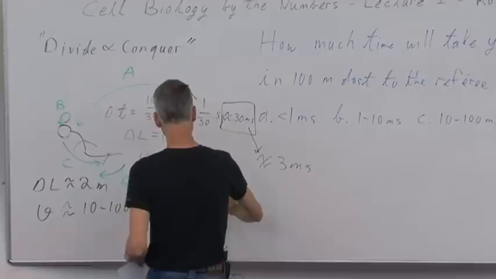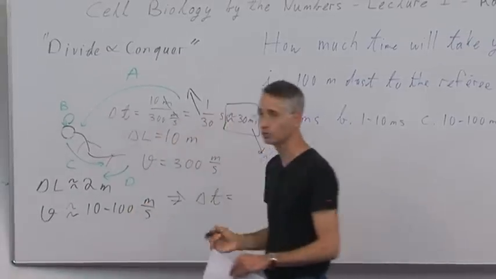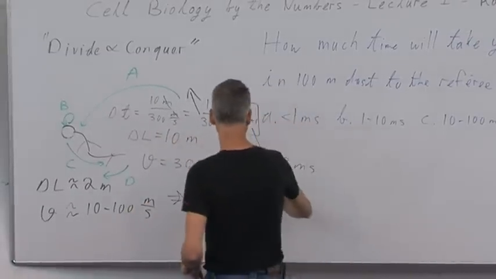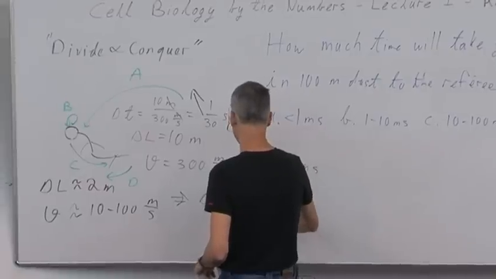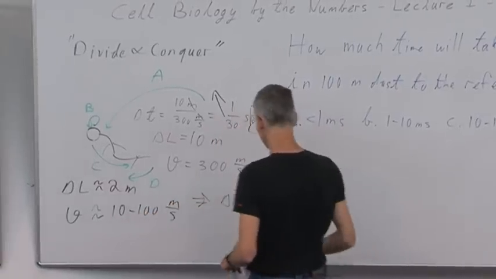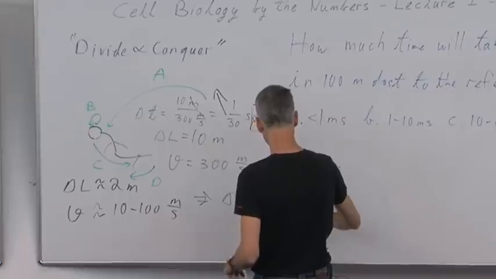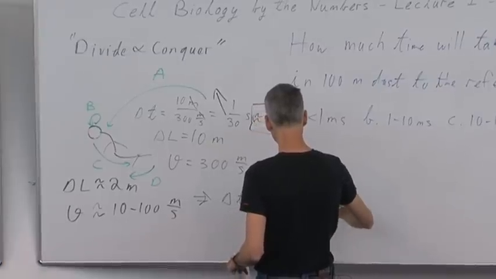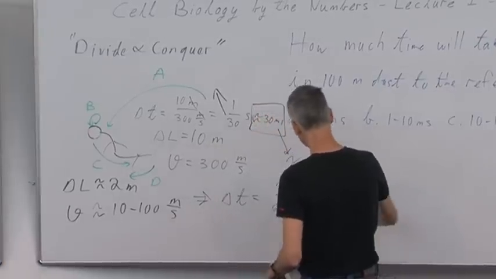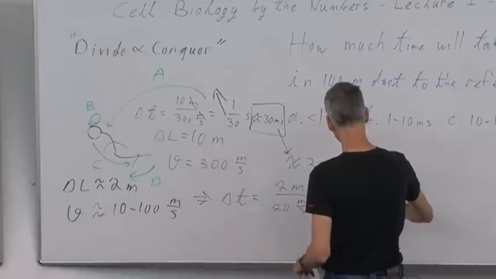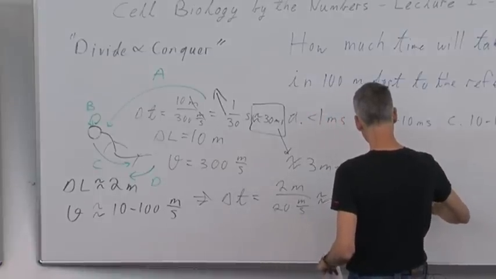But from that we can get an estimate of the time delay that would bring, which would be what? I have 2 meters divided by, I need some number in between here, I'll take 20 meters per second. So that would bring me about 0.1 second or 100 milliseconds.